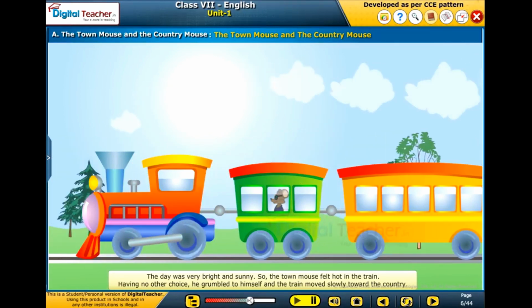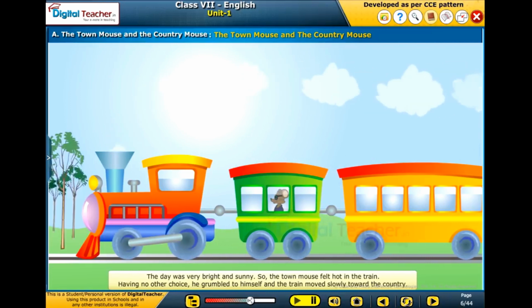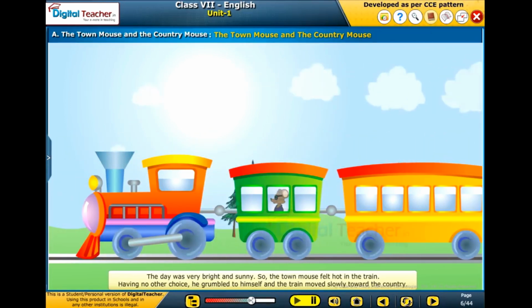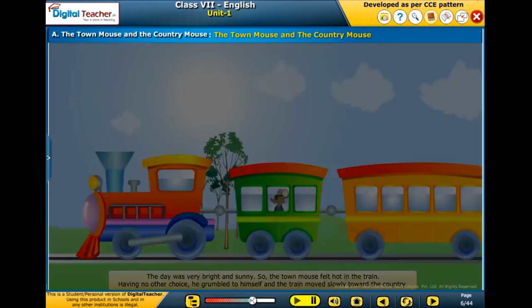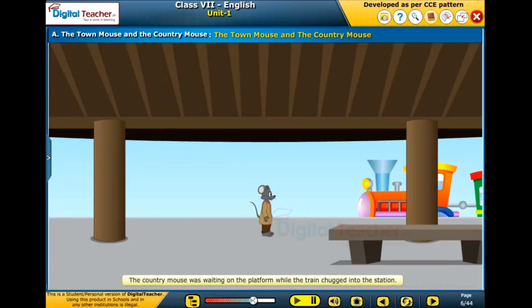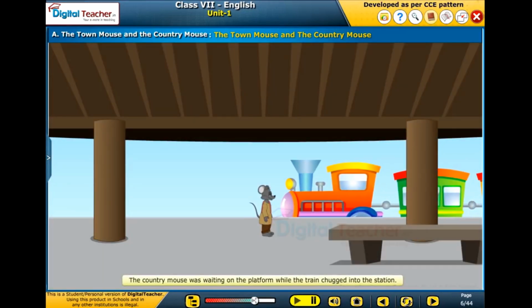Having no other choice, he grumbled to himself and the train moved slowly towards the country. The country mouse was waiting on the platform while the train chugged into the station.